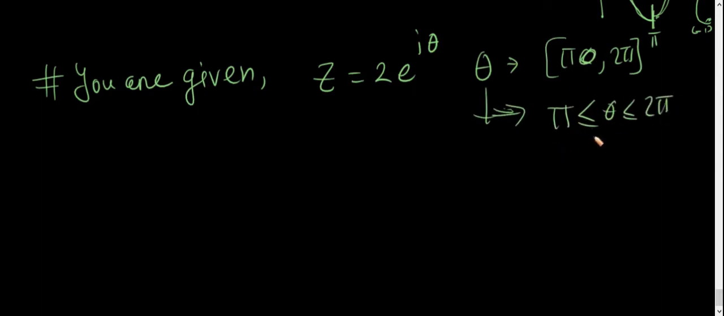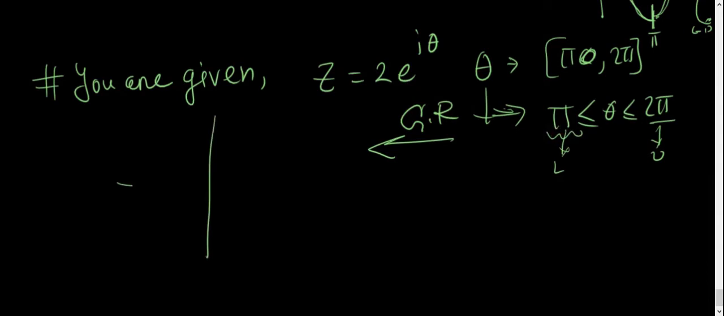Let's try to draw this thing first and see what this means, because you can obviously find the limits for theta over here. This is the lower limit, this is the upper limit, and the graphical representation is that, since this is a circle of radius 2, it starts from pi and it ends at 2 pi.